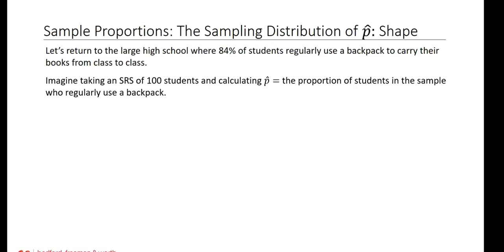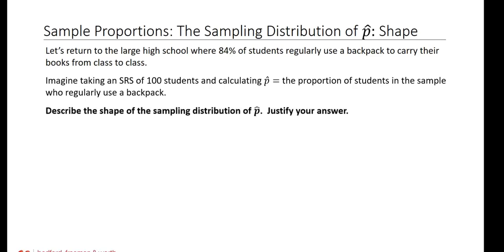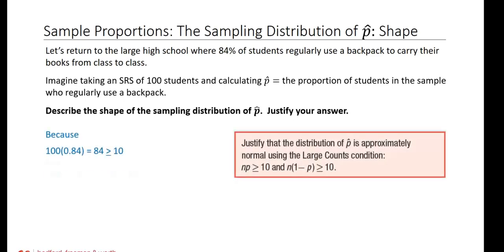And p is 0.84, so 100 times 0.84 is 84. Is that bigger than or equal to 10? Yes, it is. And then 100 times 0.16, is that bigger than or equal to 10? You'd have to check both of them, so you plug in the work. They like to see that work there. 100 times 0.84 equals 84.